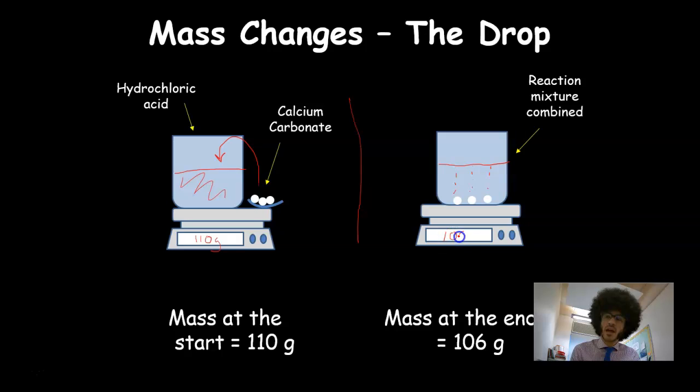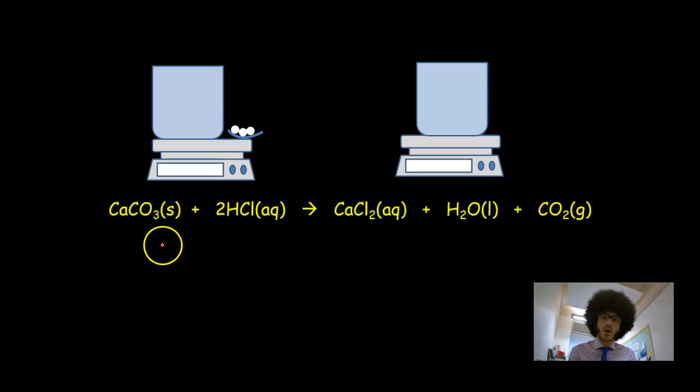Now it will seem from that the mass has magically dropped, and that doesn't obey the law of the conservation of mass, but actually it does. To understand why, you need to understand the chemical reaction involved in a bit more depth. So if we write out the chemical equation for this reaction, we have calcium carbonate, that's your marble chip, which was on the balance at the start. You've also got hydrochloric acid, which is aqueous, and that's the liquid that's inside the beaker at the start of the experiment.